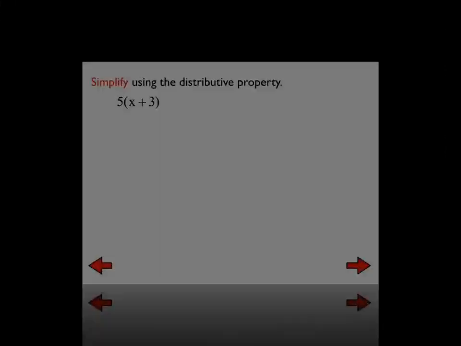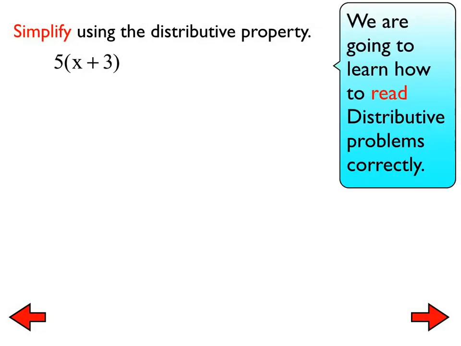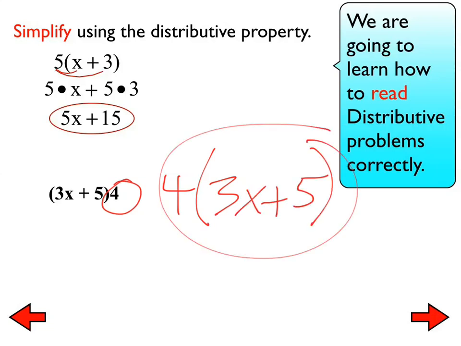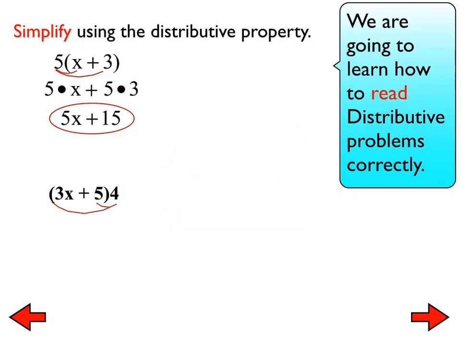All right. And they were problems like this. And what we talked about was, we would first of all read the problem correctly. 5 times the quantity of x plus 3 is equal to 5x plus 15, coming from the 5 times the x and the 5 times the 3. We also talked about problems where we had the 4 on the right-hand side instead, and what I recommended is that you use the commutative property to quickly rewrite to make that problem look like that problem, because most of you will have less problems when you do that. But regardless, 4 times the quantity of 3x plus 5 simplifies to 12x plus 20.